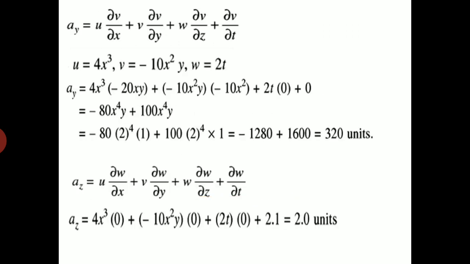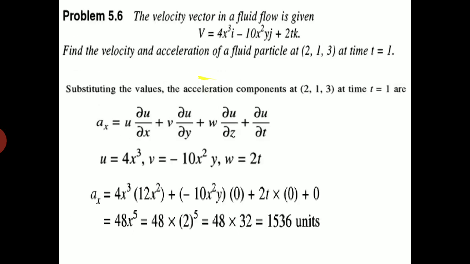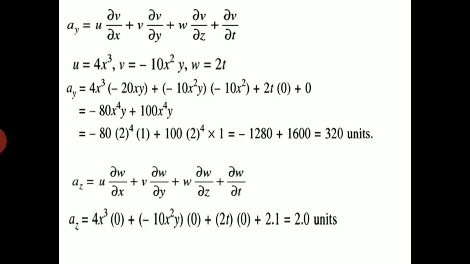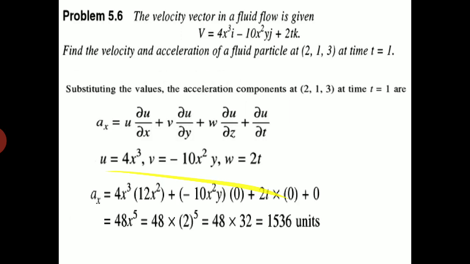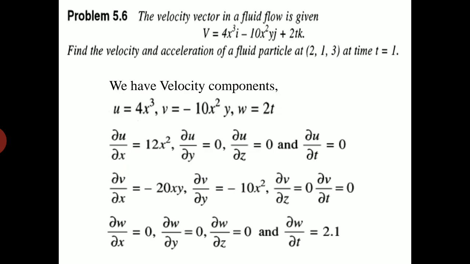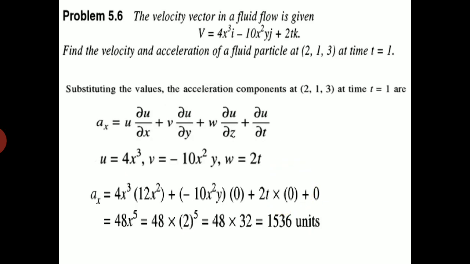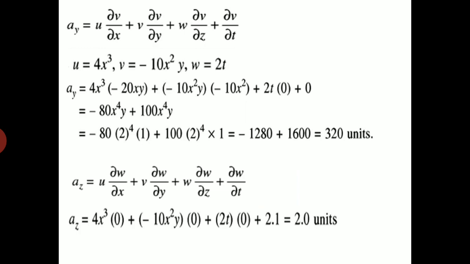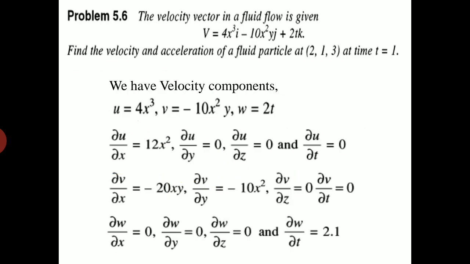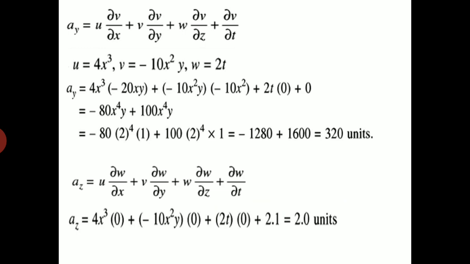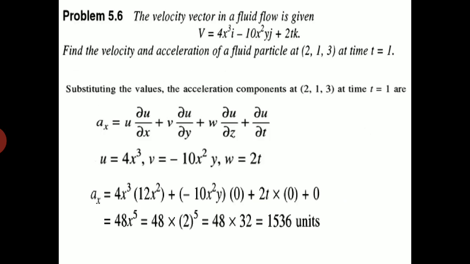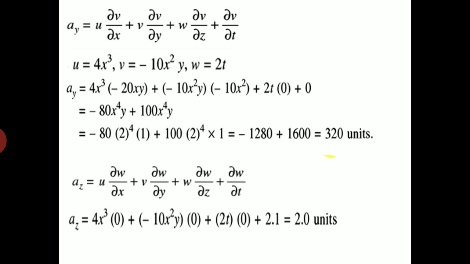So we'll be substituting it over here, minus 10x square. Similarly, plus w into ∂v/∂z. W is equal to 2t, we'll be substituting this over here, 2t, and ∂v/∂z. So ∂v/∂z is equal to 0. So we'll be substituting this over here, and similarly ∂v/∂t. So what is the value of ∂v/∂t? It is equal to 0. So I'll be substituting over here, and finally I'll be solving it and getting this answer as 320.